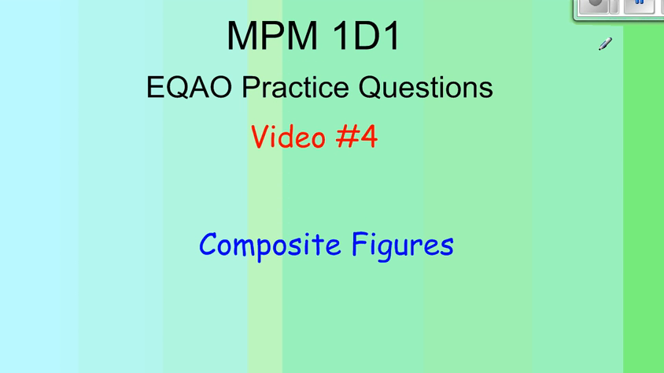This video is for grade 9 academic students who are looking for a little more help as they study and prepare for the EQAO. It's video number 4, and in this video we're going to look at composite figures. So remember, a composite figure is a figure made up of two or more basic figures. And basic figures are the ones that you see on your formula sheet.